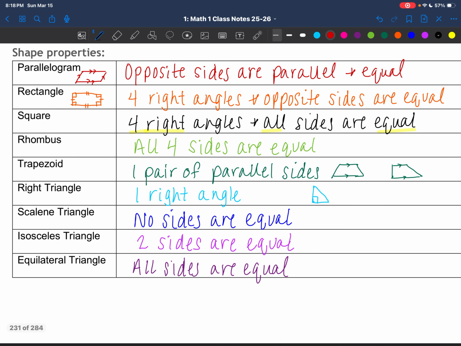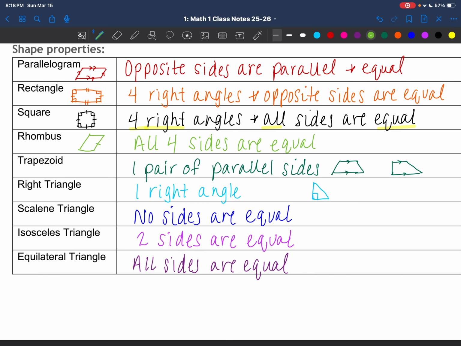All right, for your square, all sides are equal, and there's 4 right angles. Now for a rhombus, you can kind of think of it as a square pushed over. Kind of like it's a parallelogram, but all 4 sides are equal. It doesn't say anything about the angles there.